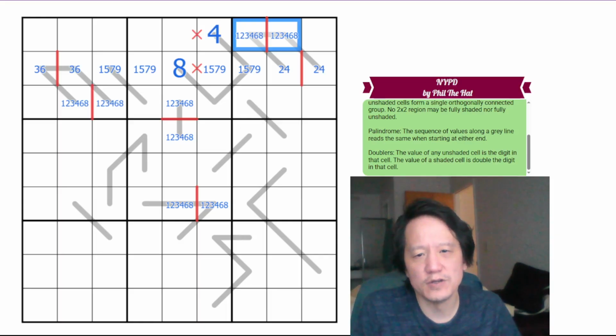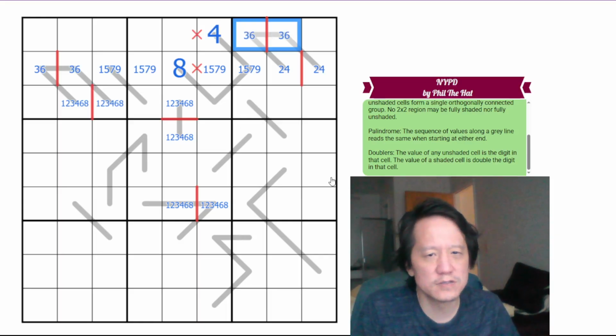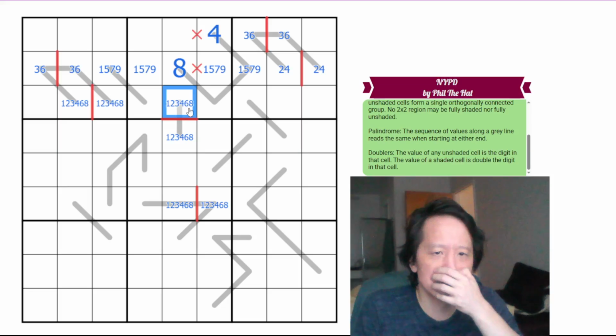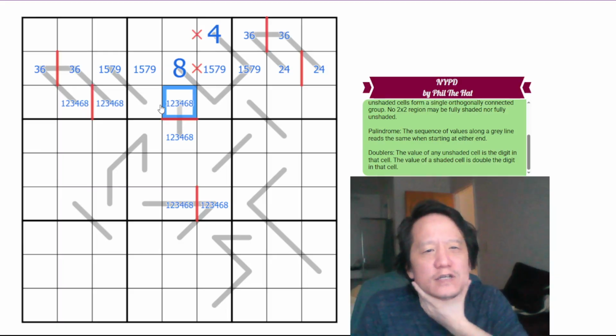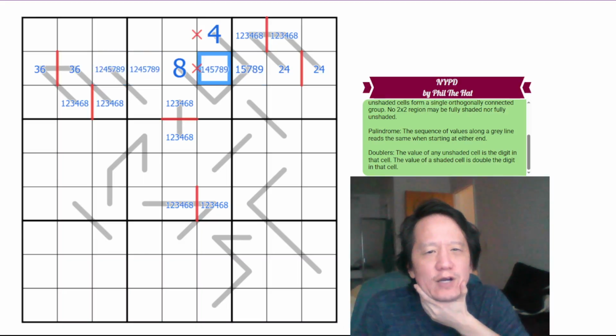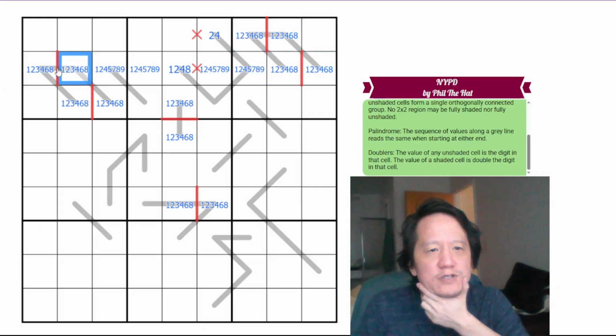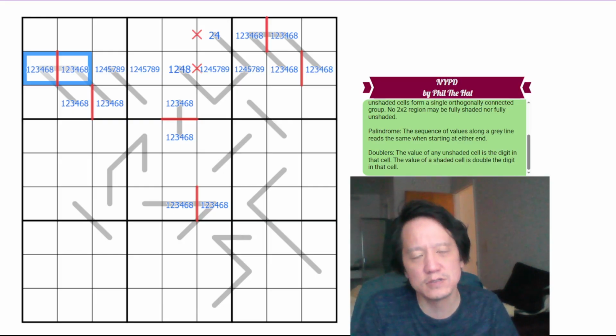This would have to be a 3-6 pair then, if that's the case. That's fine. And then this... Oh, that's interesting. Can you ever have this be 3-6? If this is 3-6, this can't be 3-6, so that forces this to be 3-6. And I think the answer to that is no.